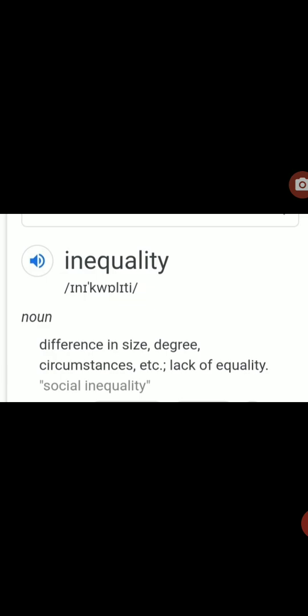Now we have another term, inequality. Inequality means difference in size, degree, circumstance, or lack of equality. For example, if we have two shirts, one is size 26 and the second is size 46, this is an inequality in sizes. Or we can say that if we give boys more opportunities than girls, this is a type of inequality in society.